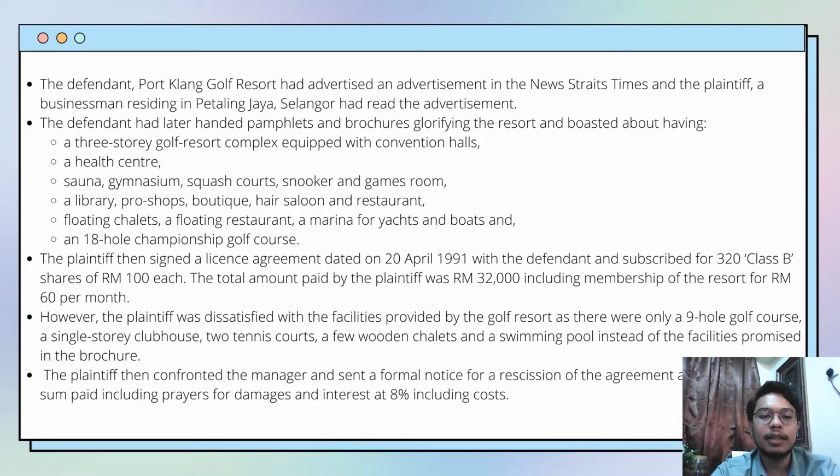However, the plaintiff was dissatisfied with the facilities provided by the golf resort, as there was only a 9-hole golf course, a single-story clubhouse, 2 tennis courts, a few wooden chalets, and a swimming pool instead of the facilities promised in the brochure. The plaintiff then confronted the manager and sent a formal notice for rescission of the agreement and refund of the sum paid, including prayers for damages and interest at 8%, including costs.